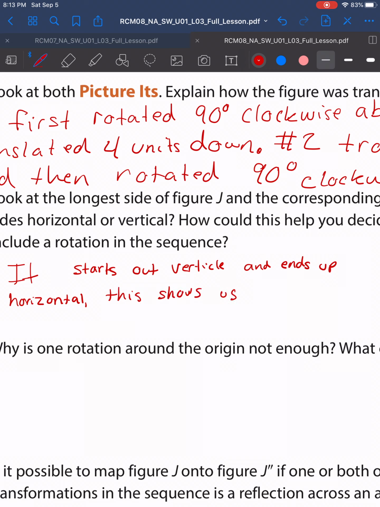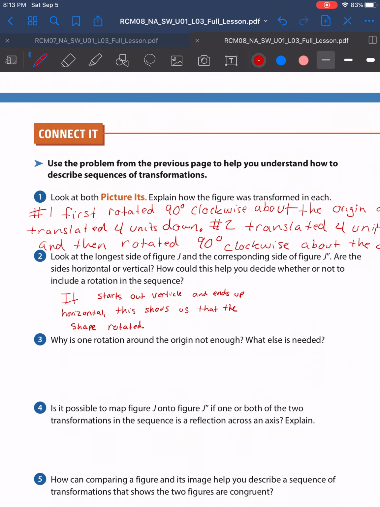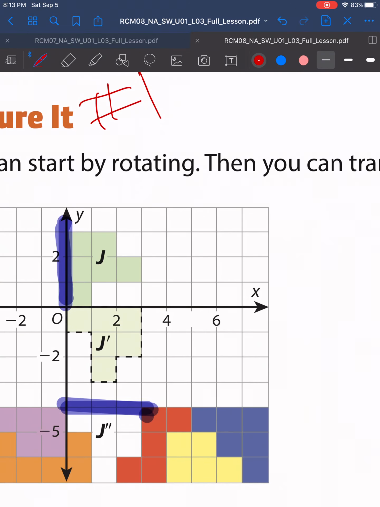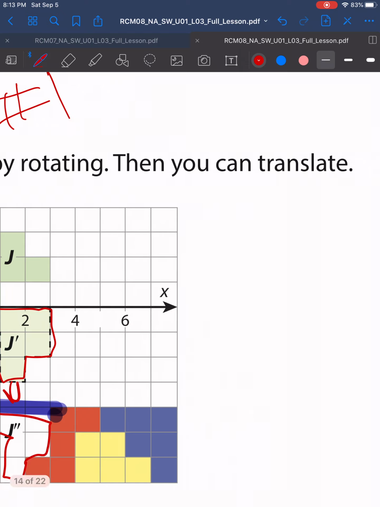This shows us that the shape rotated. Okay, number 3. Why is one rotation around the origin not enough? What else is needed? Well, because if you just did the rotation about the origin, your shape would just be stuck right here. You need it to go 4 down so it slides into position down here.